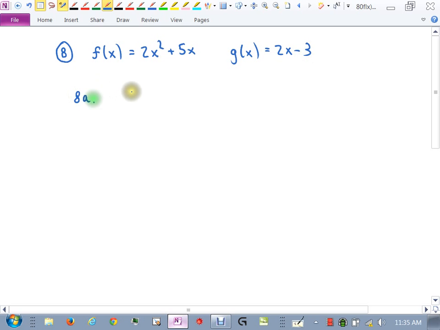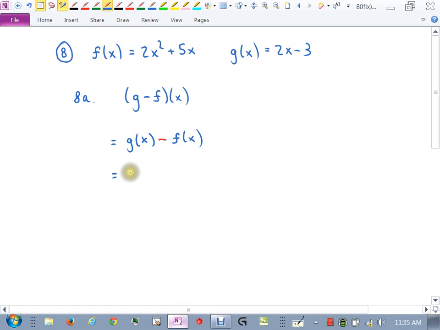Number 8. So for 8, I give you 2 functions. First one is 2x squared plus 5x. The second function, g of x, is 2x minus 3. And for part A, I ask for g minus f of x. That means you're going to take the g function. You are going to subtract, and remember subtraction, you have to be careful. You're going to subtract the f of x.